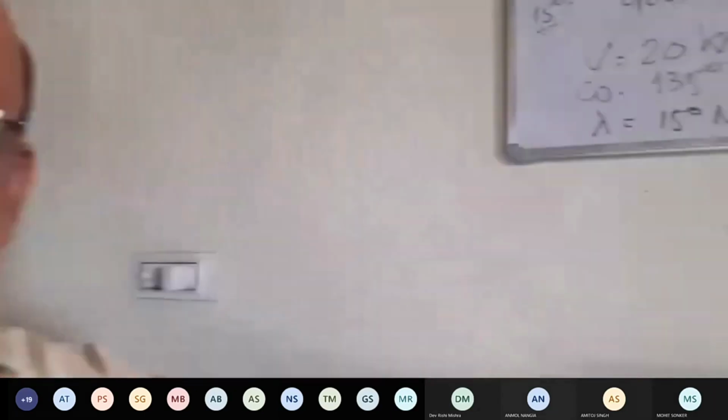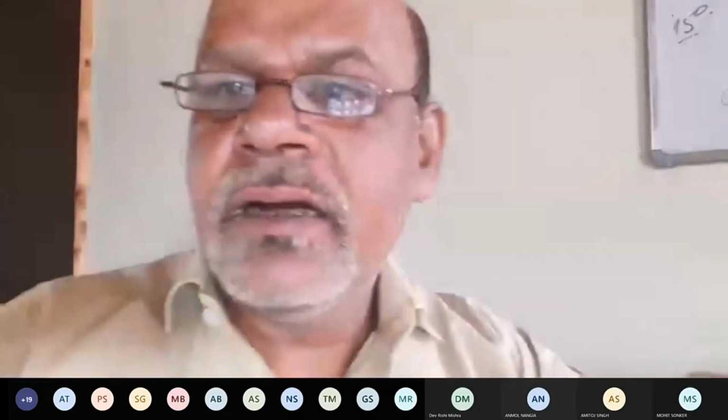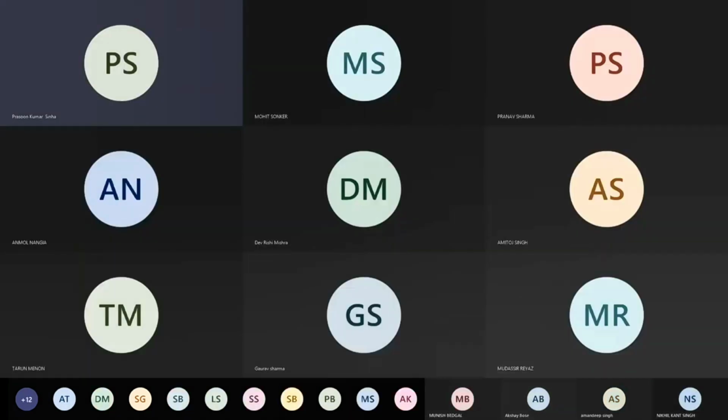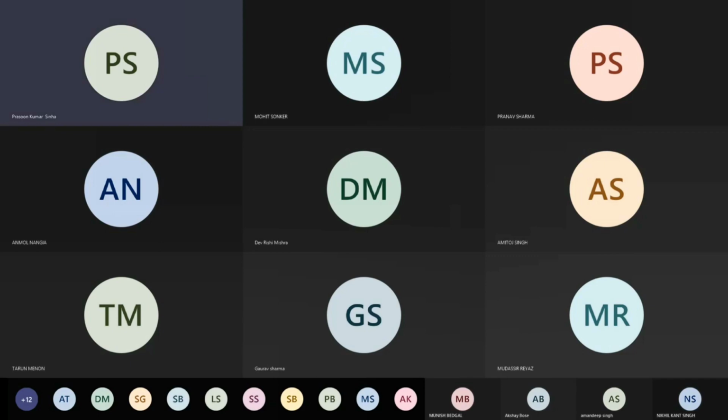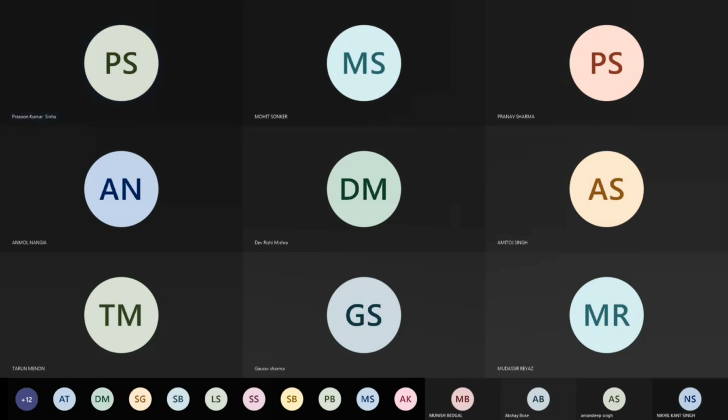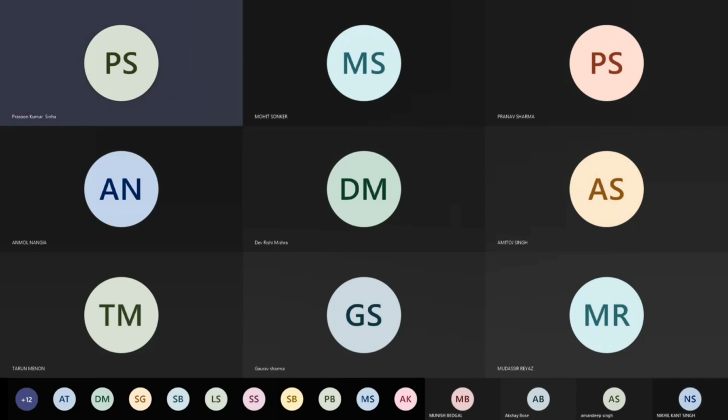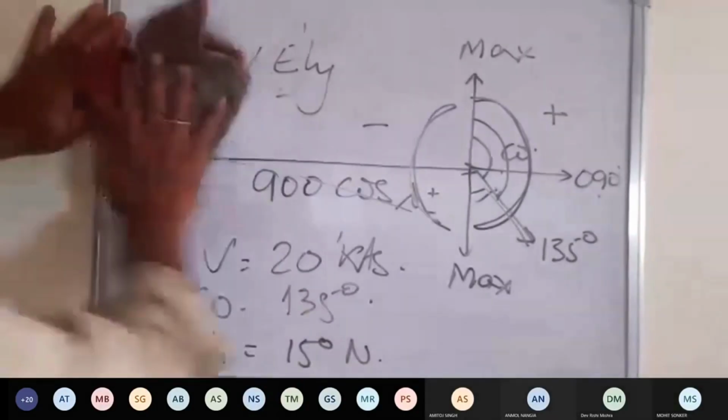So the two formulas that we are going to use extensively in our discussions and exercise of numericals are going to be these two.